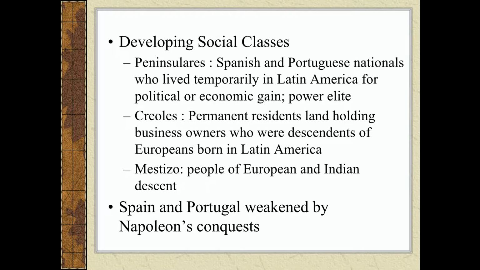Now, due to Napoleon's conquest in Europe, which you had on your hyperdoc, you had to answer that question about Napoleon. Spain and Portugal became very weak because Napoleon conquered them, and due to that weakness, that's what is going to free up these revolutions, because Spain and Portugal controlled the most land in Latin America.